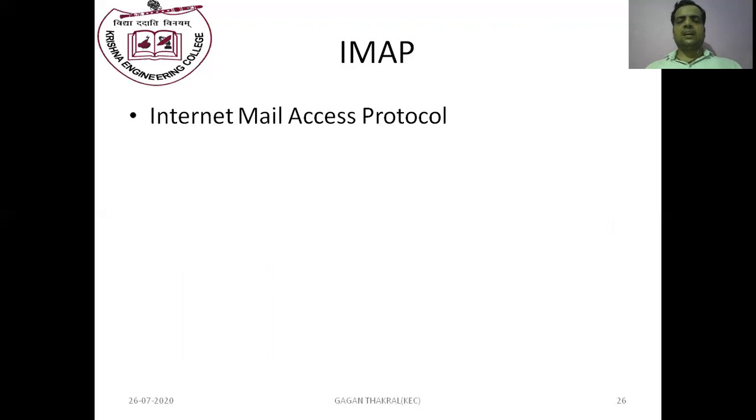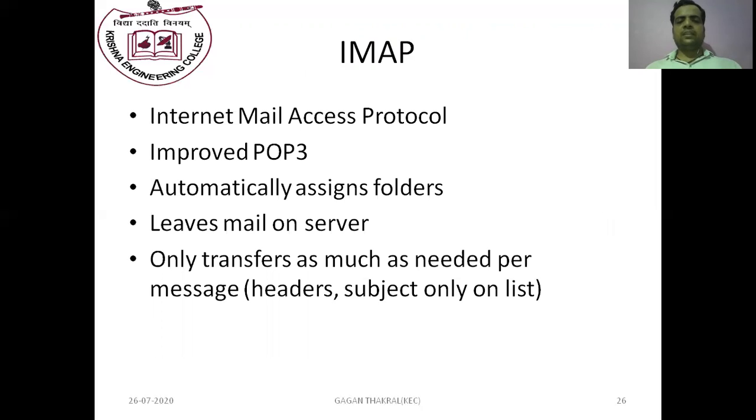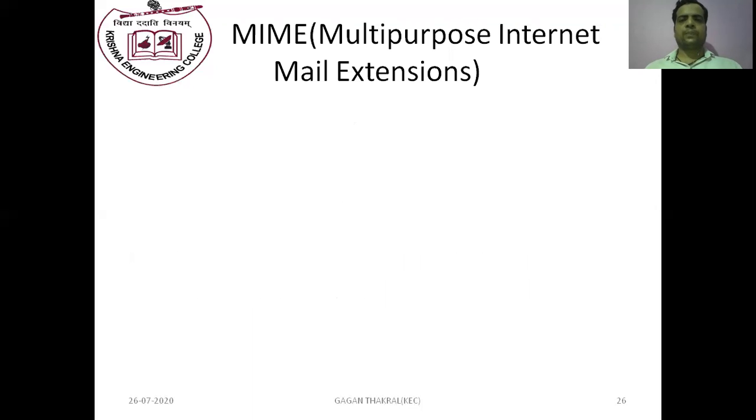IMAP, Internet Mail Access Protocol. It is the improved version of Post Office Protocol 3. It allows multiple users and it automatically assigns folders to the users. It leaves mail on the server. Only transfer as much as needed per message. Or we can say that if we want to transfer limited data, only headers or subject, then it is done with the help of Internet Mail Access Protocol.